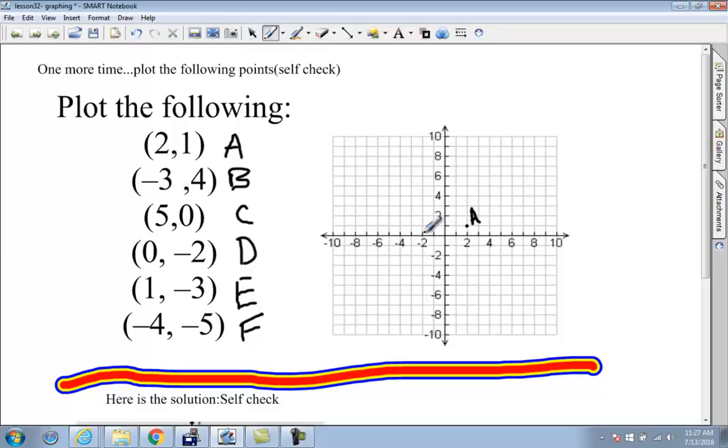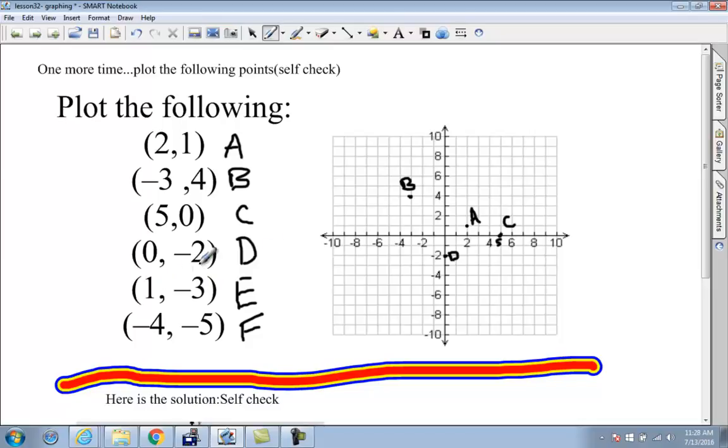-3, 4, so that's back 3, up 4 right there. And we'll call that B. 5, 0 is right here. And we'll call that C here. Could even put a little 5 in there if you want. 0, -2, that's right here on the y-axis. That's point D. So you'll get real comfortable with sort of doing that in your head eventually.